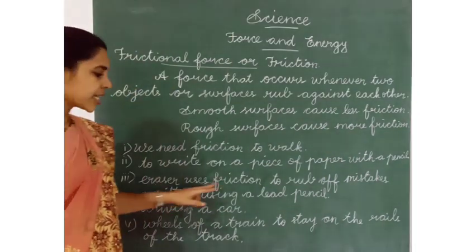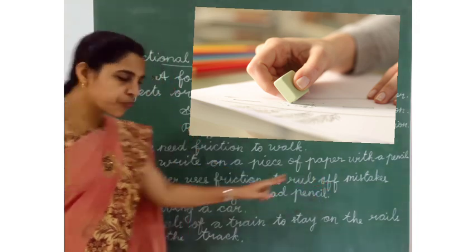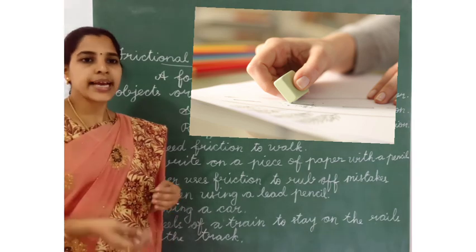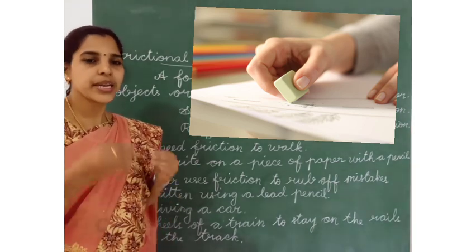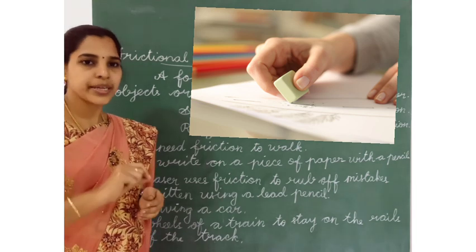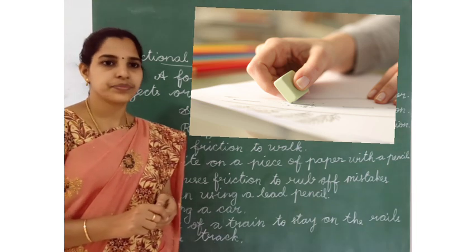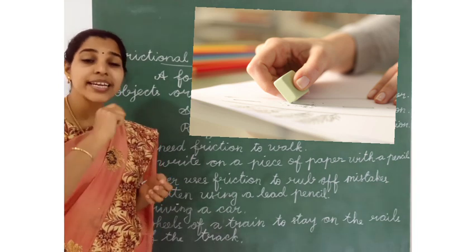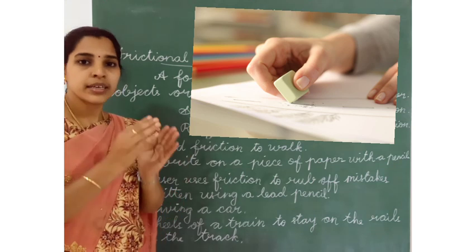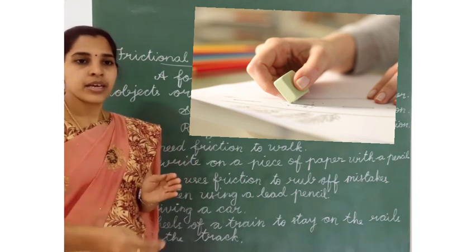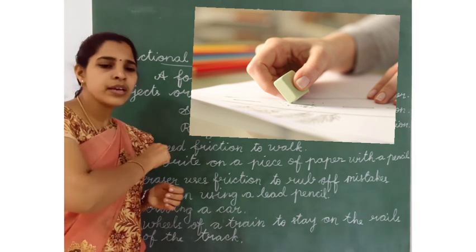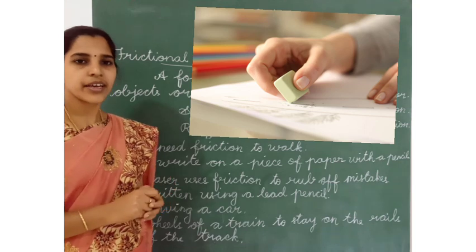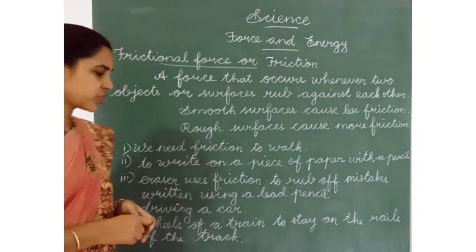Next one, an eraser uses friction to rub off mistakes written using a lead pencil. When we are writing on the paper using the pencil, if any mistake is there, we need to rub out that mistake using the eraser. When we rub the mistakes using the eraser, there also friction is needed. It will stop here and there. If there is no friction, it will be very smooth, so we cannot rub that area. So there also friction is needed.